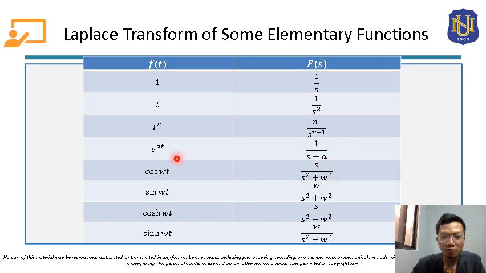For cosine wt, we also derived this, so the Laplace transform of cosine wt is s over s squared plus w squared. For sine wt, this is its Laplace transform, w over s squared plus w squared. For cosh wt, that will be s over s squared minus w squared. For sinh wt, that will be w over s squared minus w squared. So these are already the established Laplace transforms of some elementary functions.